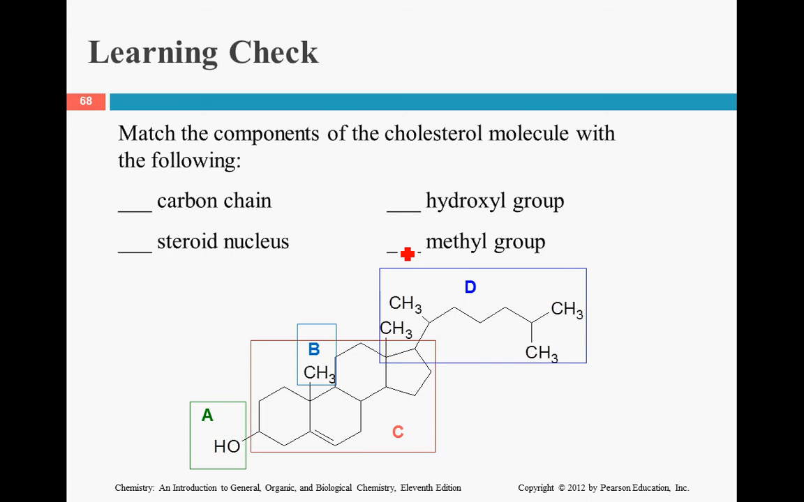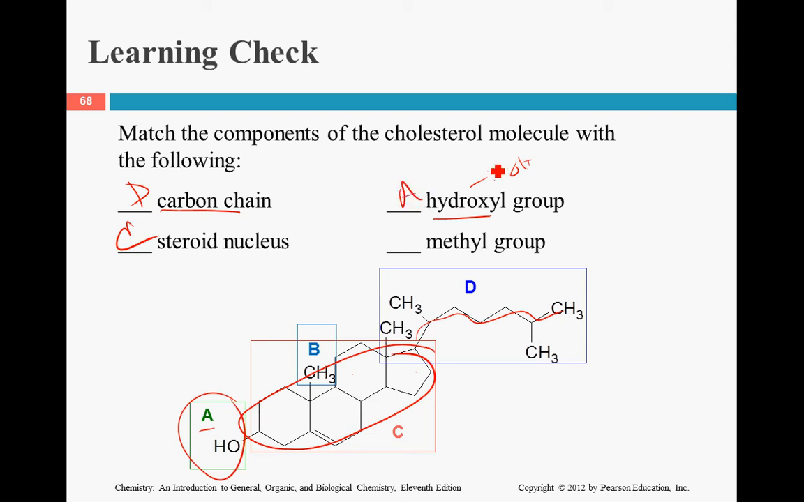Alright, so let's take a review of the different parts of the cholesterol molecule. Let's start from the basis of what a steroid is. And that's the steroid nucleus. That's the 4 ring chains. That's C. The carbon chain is the long alkyl group here. Hydroxyl means OH, which is right here at A. And then the methyl group is CH3.